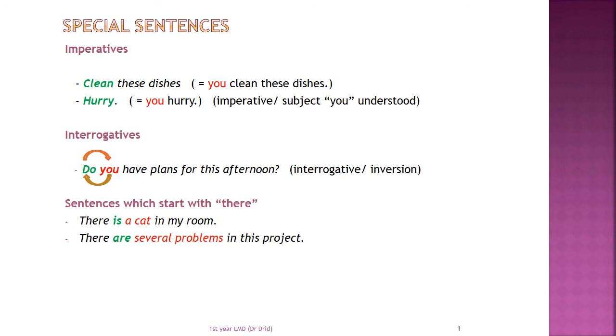Here, what is the subject? The subject is a cat. It comes after the verb. The same thing in the second sentence. There are several problems in this project. The subject is not there. It is several problems. Here we mean several problems exist in this project. A cat exists in my room. These are the special sentences.